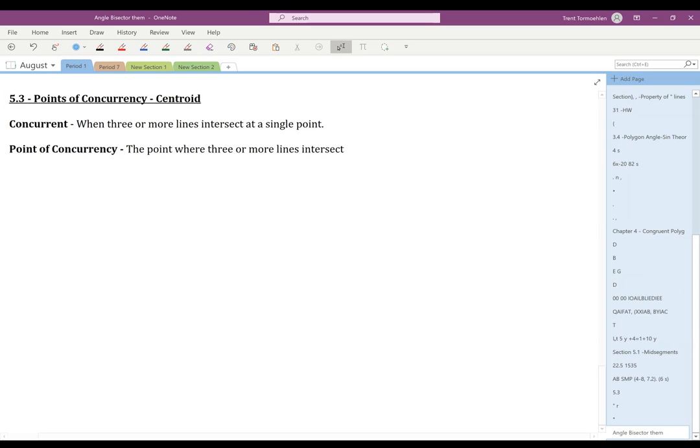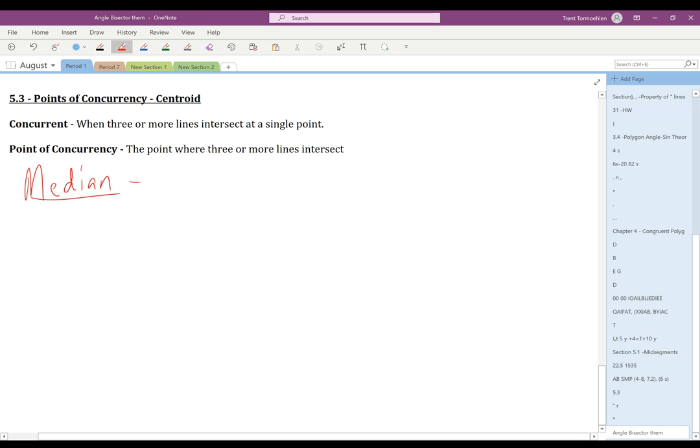So this video is about the centroid, which is a point of concurrency. Now remember, concurrent means when three or more lines intersect at a single point, and a point of concurrency is the name of that point where those three or more lines intersect each other. The centroid comes as the point of concurrency for what we refer to as the medians of a triangle.